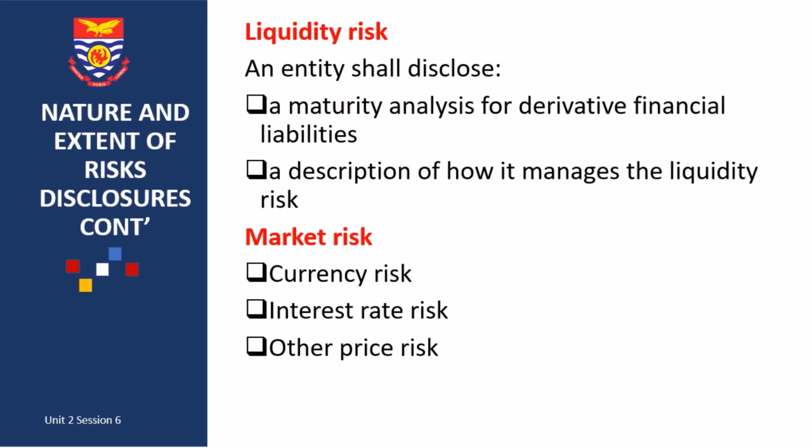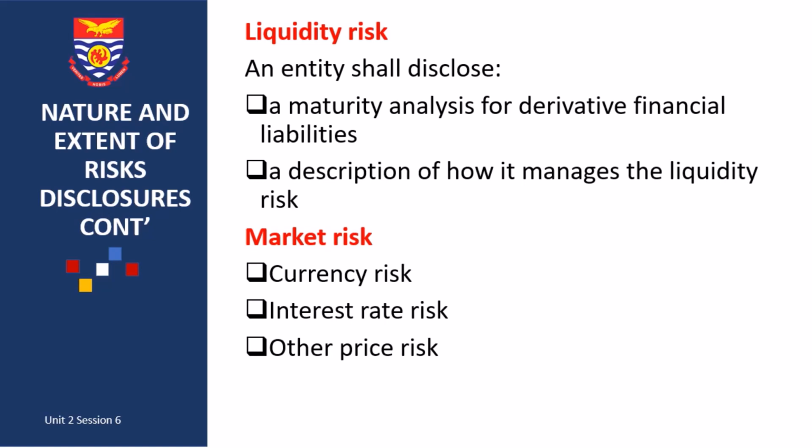Now when it comes to liquidity risk, an entity shall disclose a maturity analysis for derivative financial liabilities. So it is expected that you disclose this under liquidity risk. Then you also have to disclose a description of how an entity manages the liquidity risk. So if there is a liquidity risk, how does it manage this liquidity risk as an entity? So it must also be disclosed.